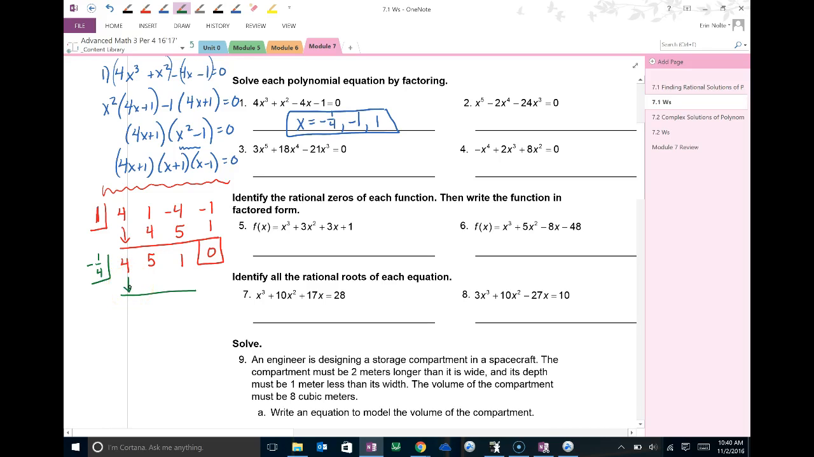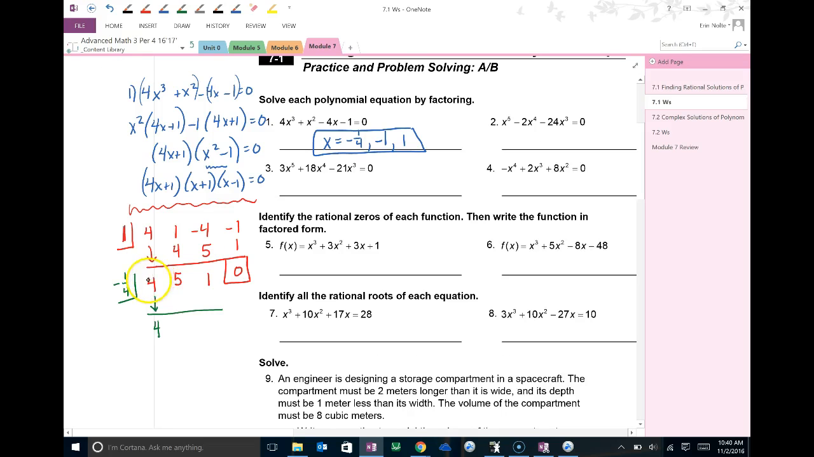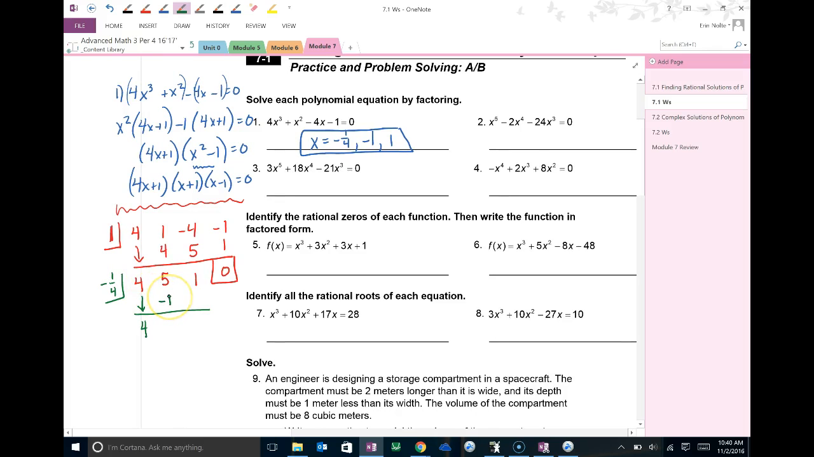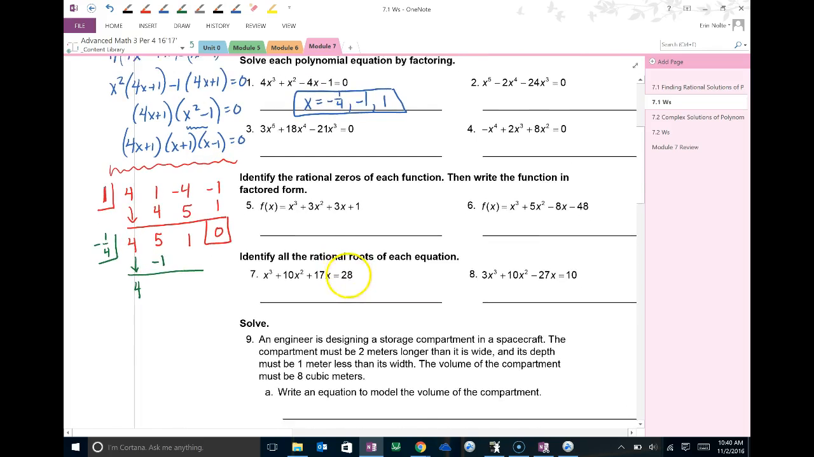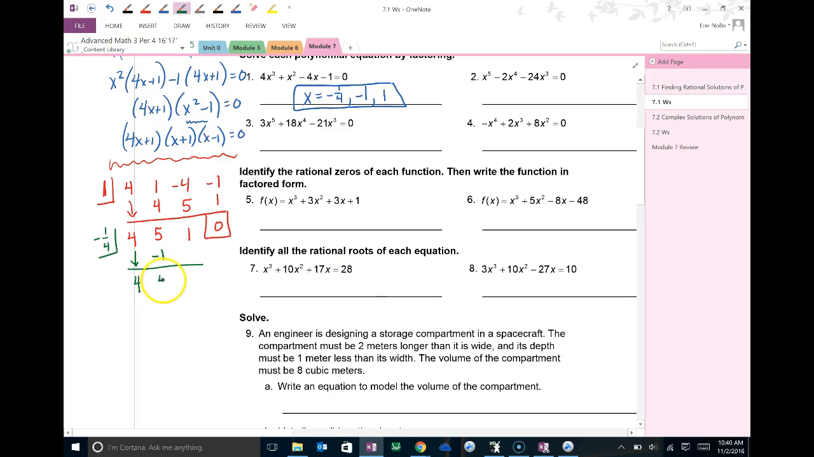Okay, so if I drop the 4, what is 4 times negative 1/4? Negative 1. Okay, what is 5 plus negative 1? 4. 4. What is 4 times negative 1/4? Negative 1. And so I get a remainder of 0. Okay, so at this point, I am down to a linear polynomial.